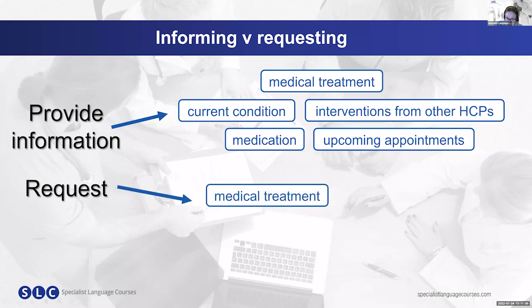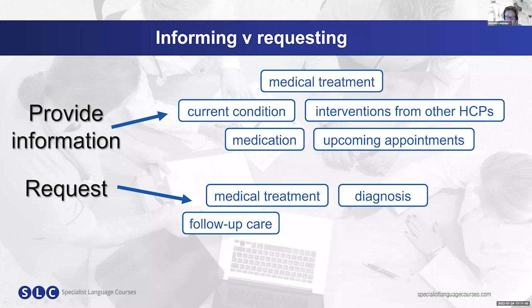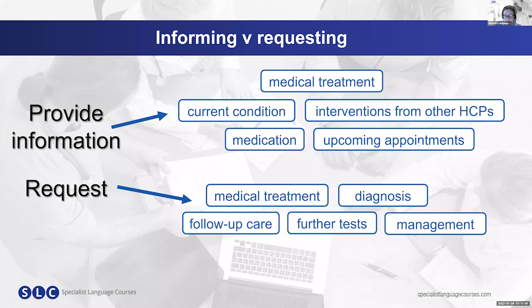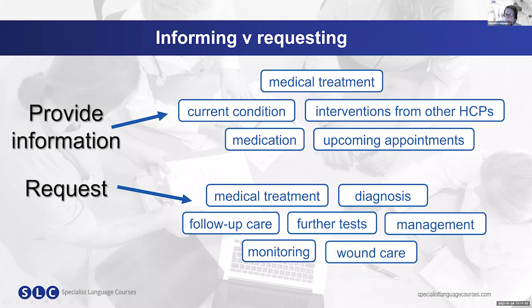And then typical things that you might request are things like this. So more medical treatment, perhaps a diagnosis. If you're writing a letter to a specialist and you have a suspicion, you might ask them to provide a diagnosis, follow-up care. You might ask for further tests. You might ask for management. You might ask for monitoring, or perhaps wound care. That's quite common in nursing.